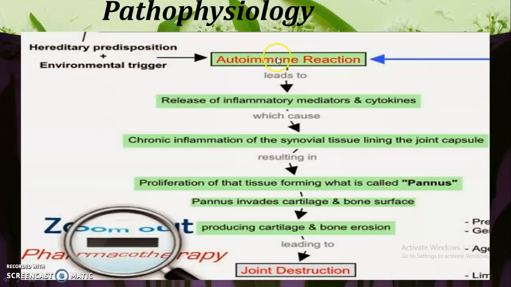Whenever this autoimmune reaction triggers, it leads to release of inflammatory mediators and cytokines. The release of these inflammatory mediators and cytokines can cause chronic inflammation of the synovial tissue lining of the joint capsule that results in proliferation of that tissue, which is called pannus. There is a formation of pannus. That pannus invades cartilage and bone surface, producing cartilage and bone erosion, and this leads to joint destruction.